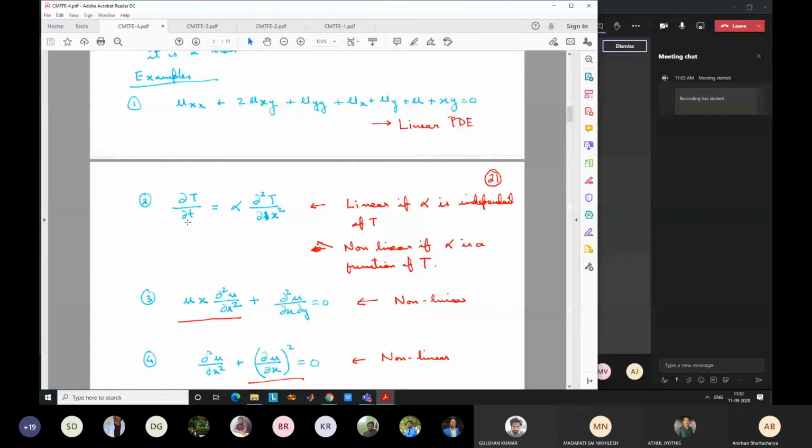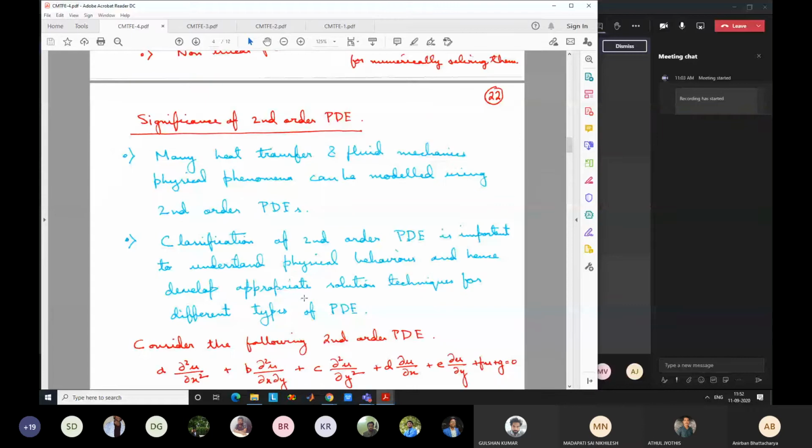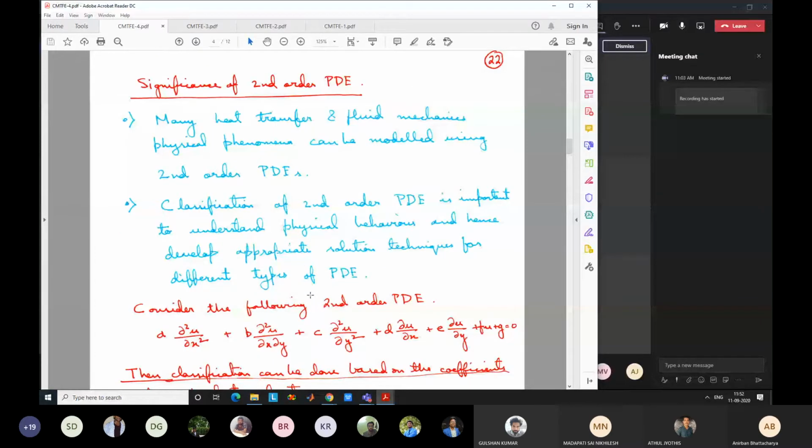Okay, so depending on the behavior, we have already discussed one-way and two-way coordinate systems. So depending on those types of behavior, our solution strategy will be different. So for the first case, the time-dependent problem, the solution strategy is different. Okay.